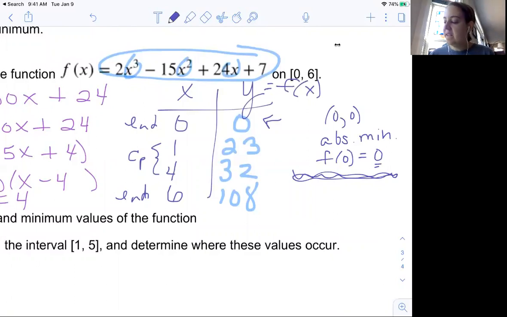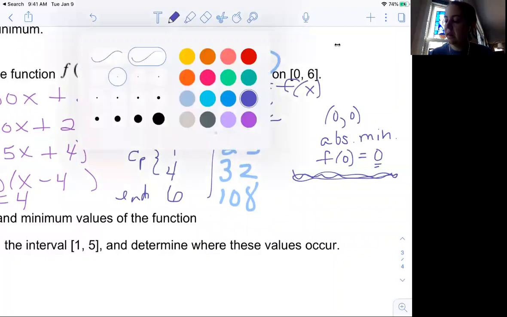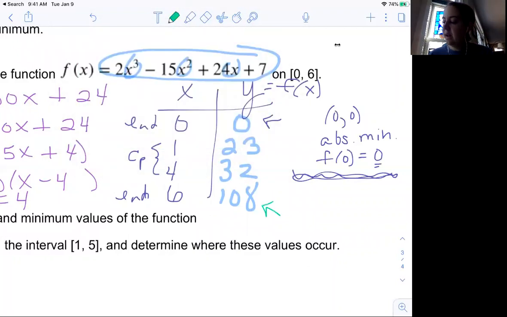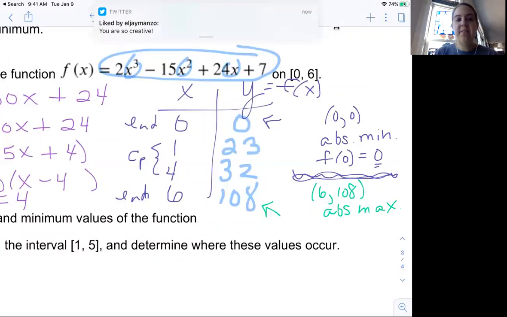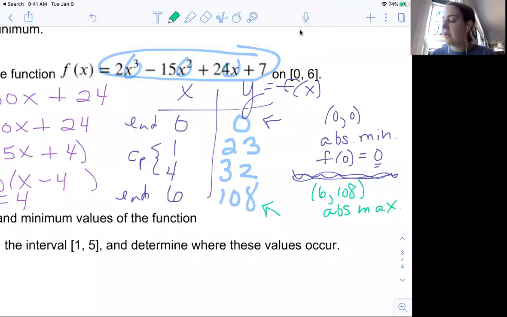And then you want to find your highest value. That's this one, your 108. So 6, 108 is your absolute maximum. It's the highest. But again, an ordered pair is good algebra notation. It's not very good. Oops, sorry about that. It's not very good calculus notation. So function notation is probably better.